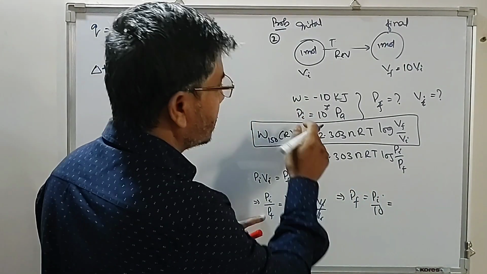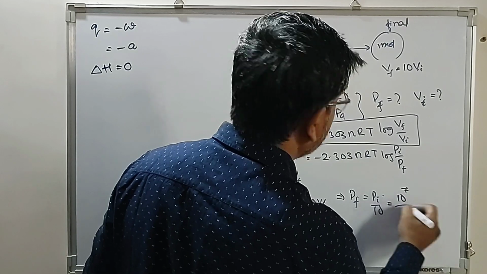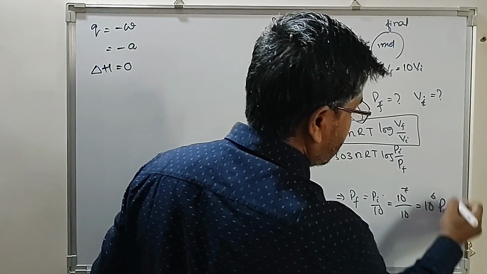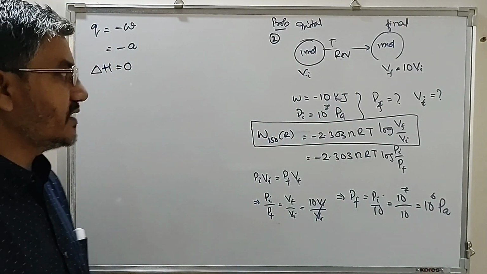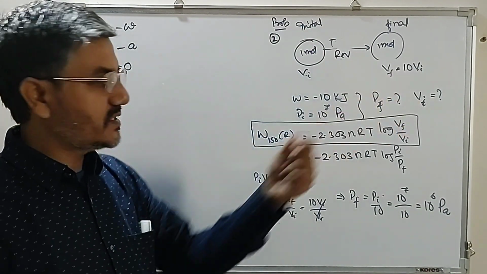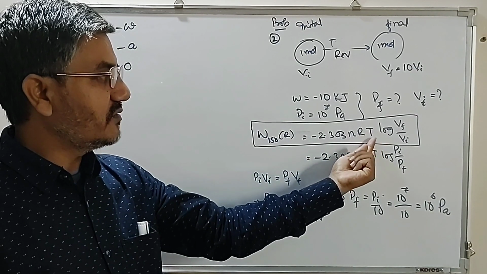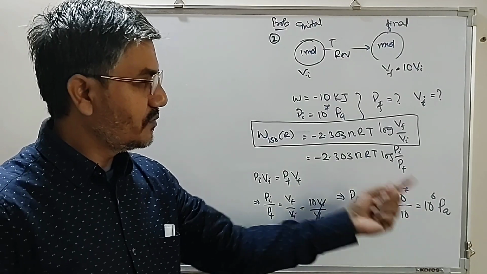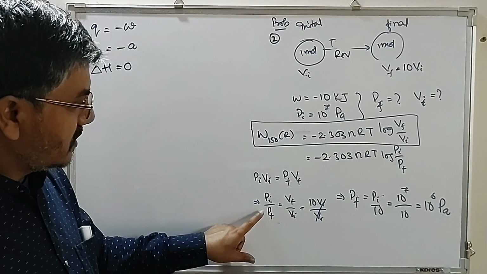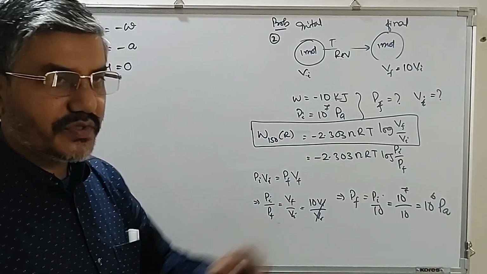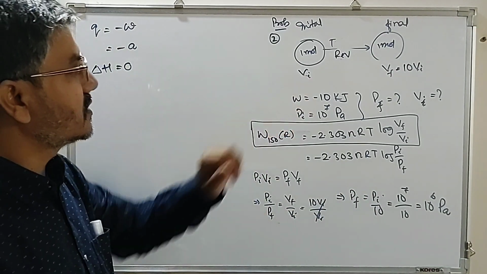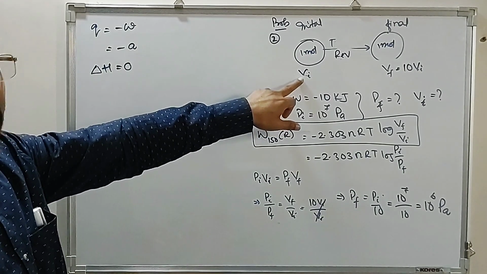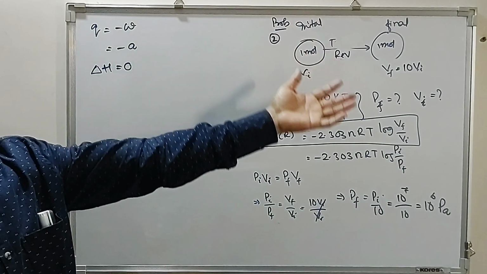So Pi is 10 to the power 7 divided by 10. So this comes out to be 10 to the power 6 Pascal. So if suppose we have to find the temperature at which the process has been taking place, we can also use this equation to find the values of temperature. So we have this initial pressure and the final pressure. Now we have to find the values of this initial volume. What was the value of this initial volume?